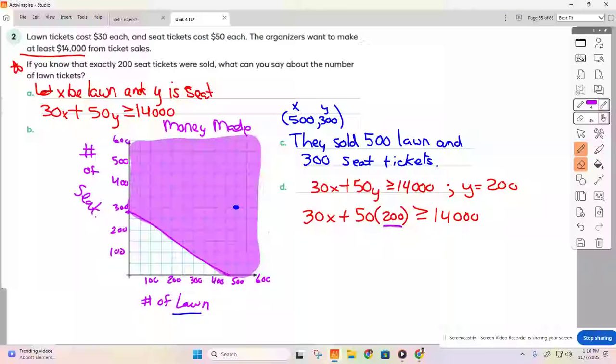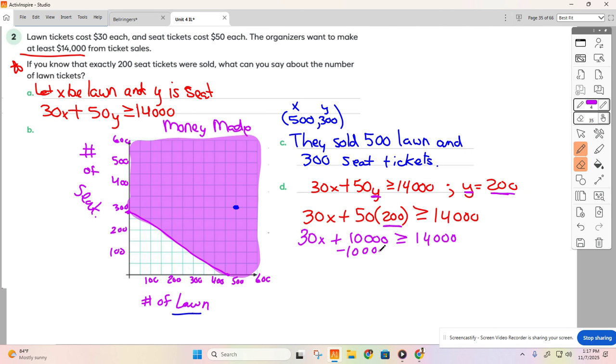So this 200, where it's coming from is because I said that the y value is equal to 200. I know that there was 200 seat tickets sold. And I'm going to use my calculator to solve this. Leave this one alone, bring down my 30x. When I multiply this, I get 10,000. And I want the total amount to be greater than 14,000. So just like before, when I solve my inequalities, I want to get the x alone. My first step is to subtract 10,000 from both sides.